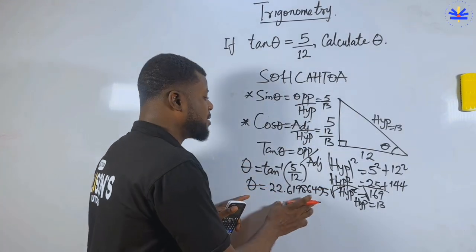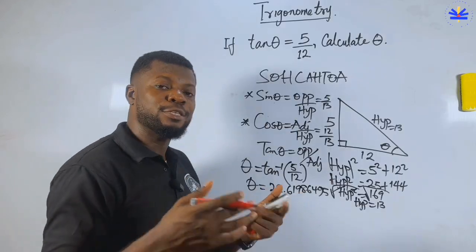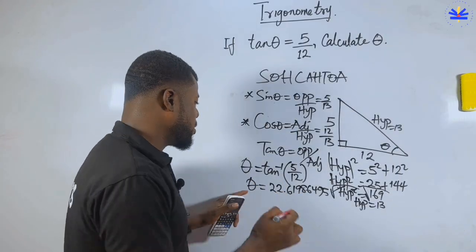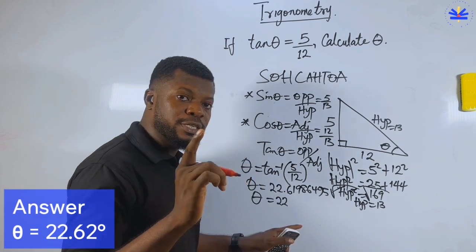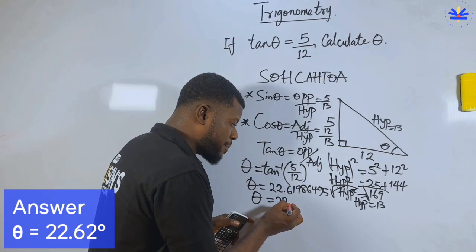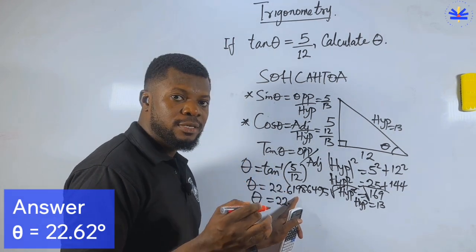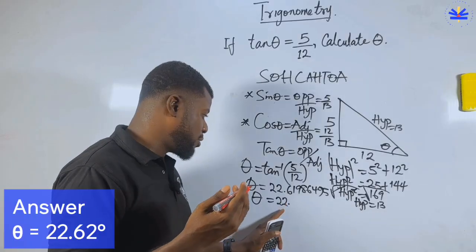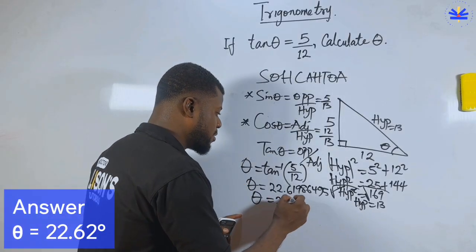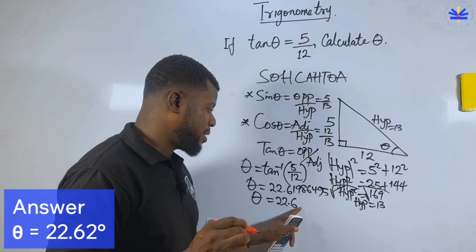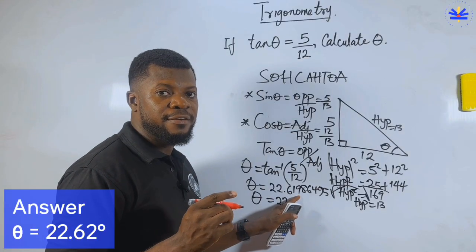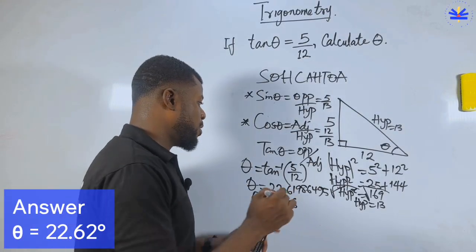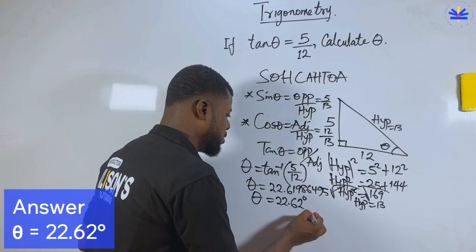So you don't want to keep it as long as this. You can keep it in 2 places of decimal if you want to. So I'll have this angle theta equal to 22.62 degrees. For 2 places of decimal, meaning after the decimal point, you count 2 numbers. That's what we mean by 2 places of decimal. The last digit is not inclusive, so I should have written 1, but because the next number after 1 is more than 5, we have to add 1 to give you 2 degrees.